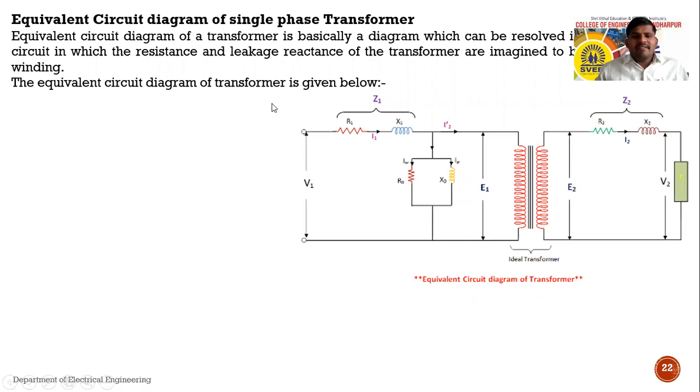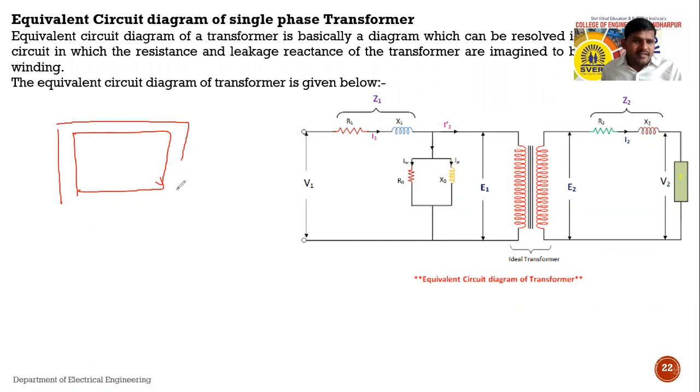See, this is the equivalent circuit. Suppose we are considering one transformer. I will draw the transformer here. Suppose this is a single phase transformer. On this first limb there is the primary winding, and here there is the secondary winding.